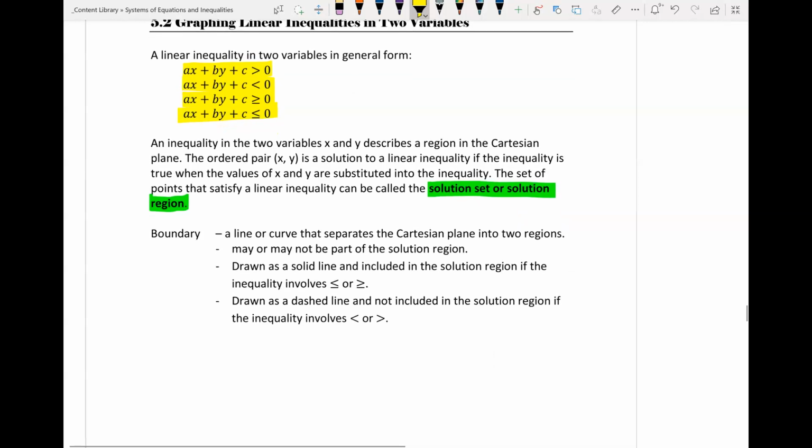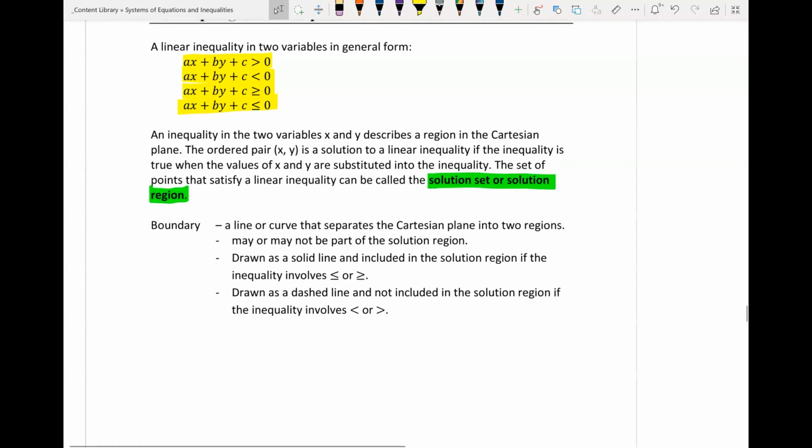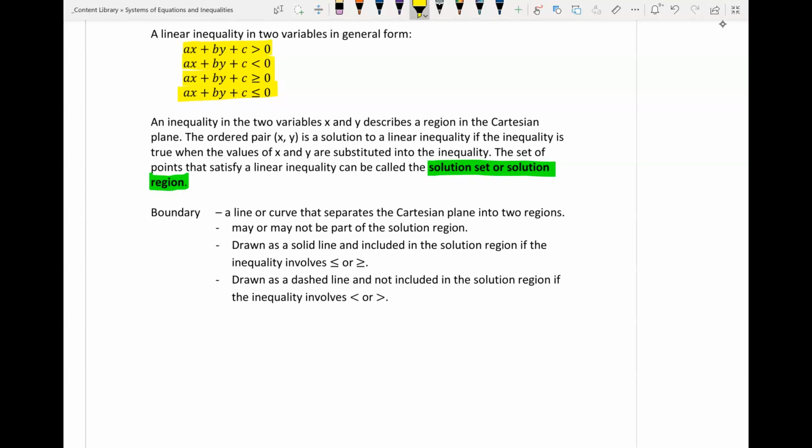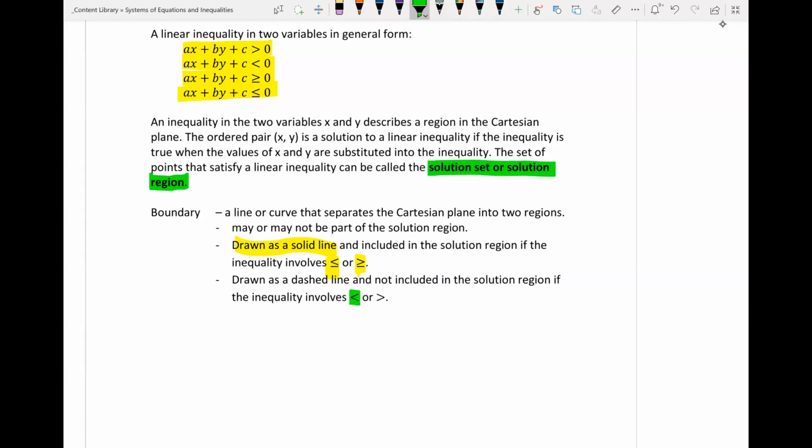And then when we graph it, we're going to shade in a region of it, and all those points in that region are going to satisfy that linear inequality. There's only a few things you need to remember that are different than graphing just a regular equation. If you have a smaller than or equal to like this, you're going to draw a solid line. If you see strictly greater than or strictly smaller than, then you're going to draw a dashed line.